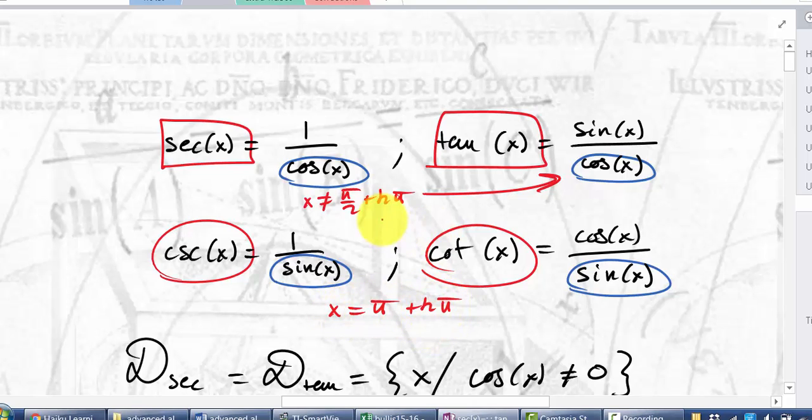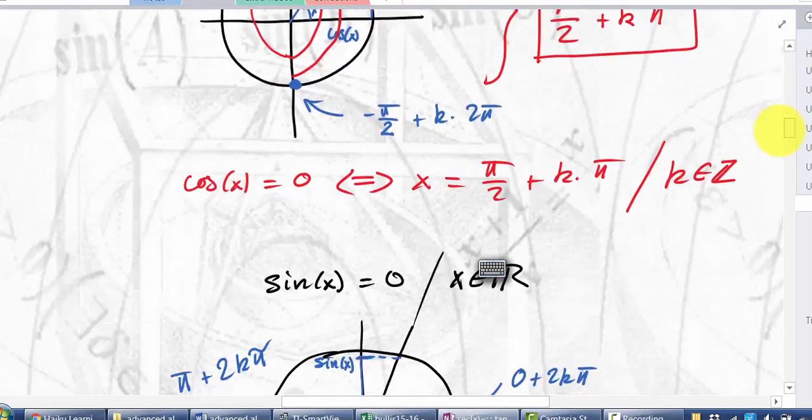Now, what happens graphically at pi over 2 for secant and tangent, and at pi plus k pi for cosecant and cotangent? Okay, for that, let's go back to our representation of, let's take, for example, tangent. I'm going to show you on maybe, let me see, maybe we can do them all.